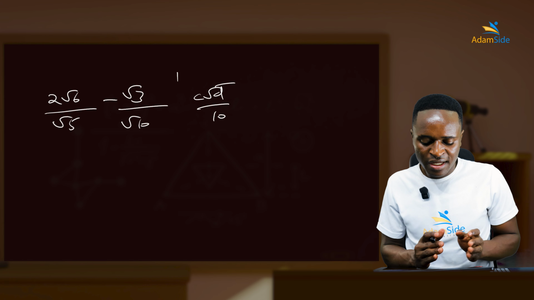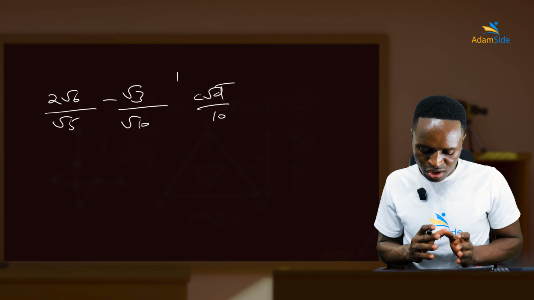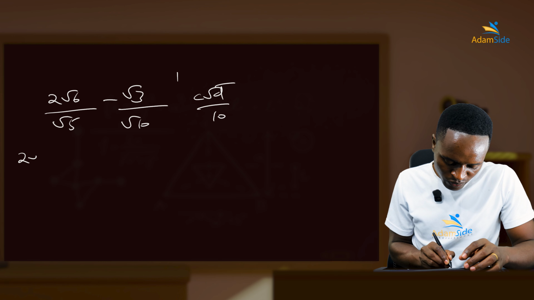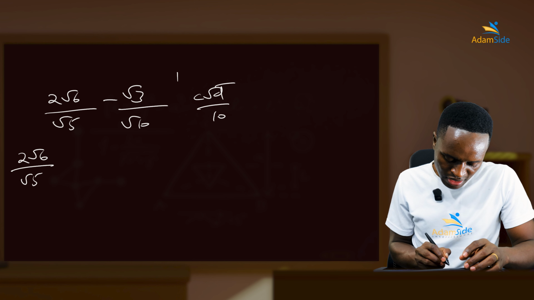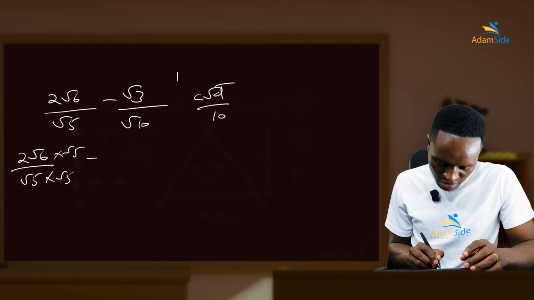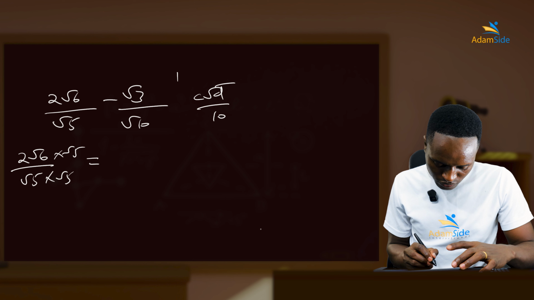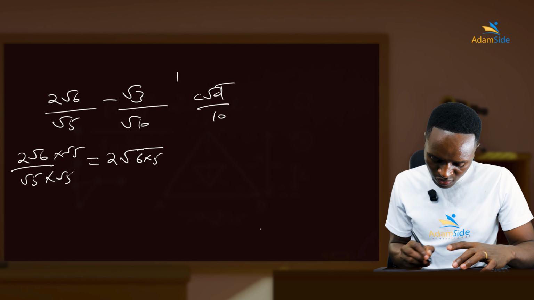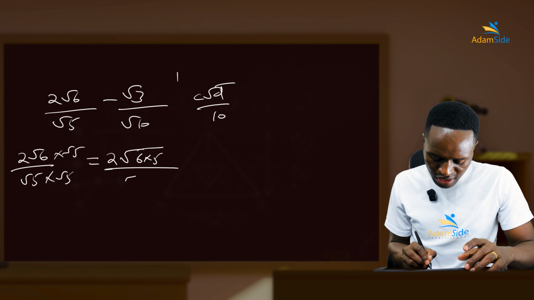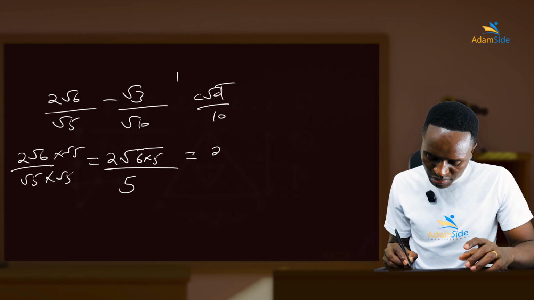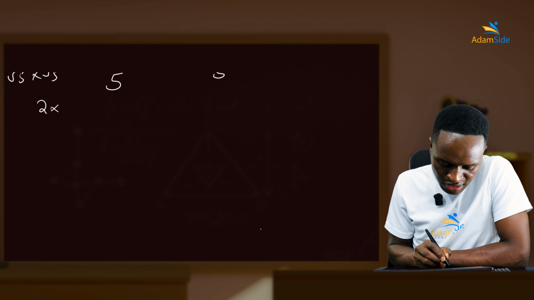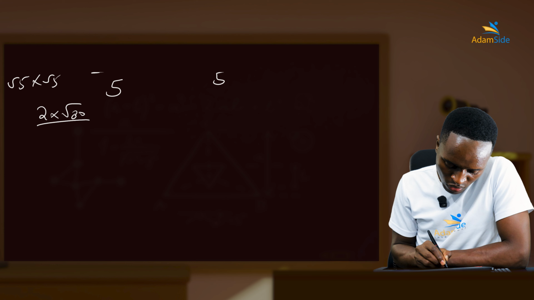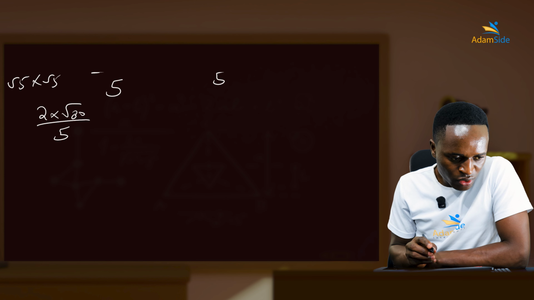Simplify. So here you simplify one at a time, just start with one. For example, I'll start with 2 root 6 over root 5. Then I'll multiply by root 5, multiply by root 5. My answer will be 2 root, remember 6 times 5, you can put them together as we did in the first law, and then here it will be 5. So our answer here will be the same as 2 root 30 over 5. That's the first. Then we go to the second one.